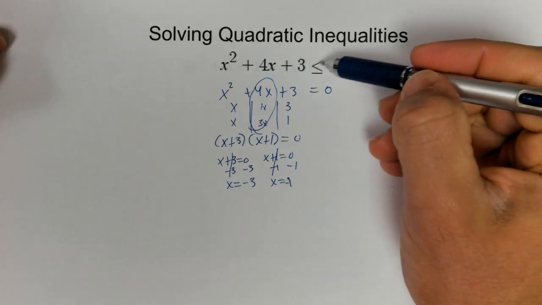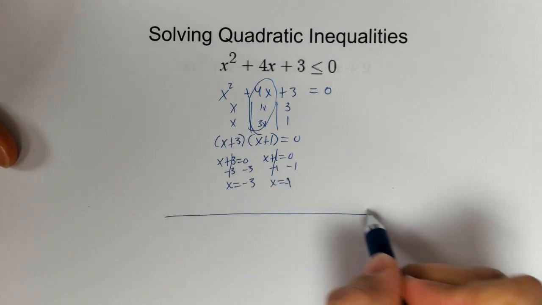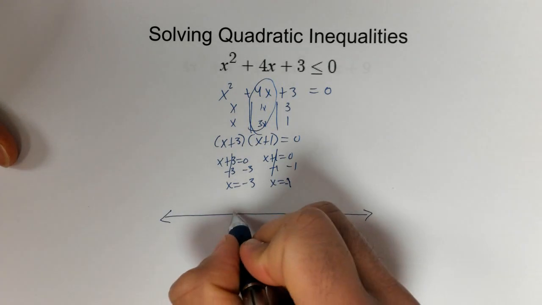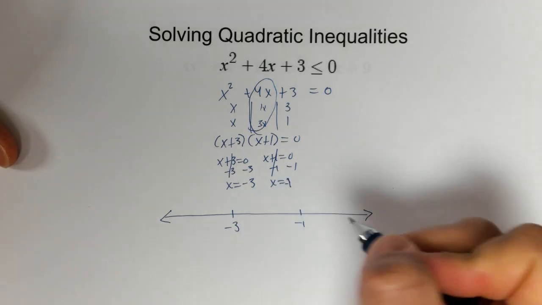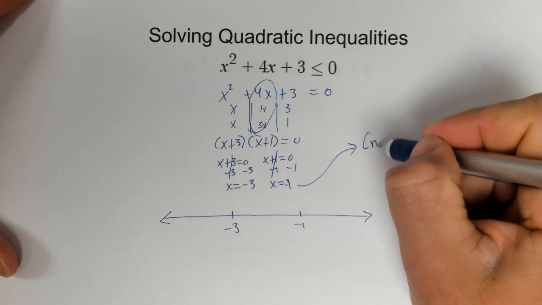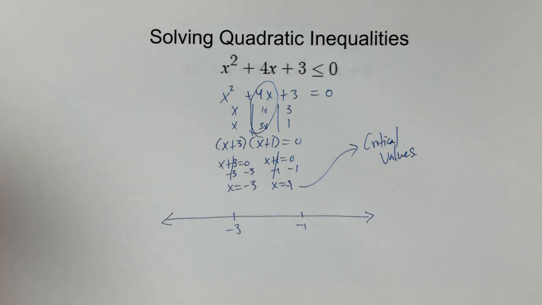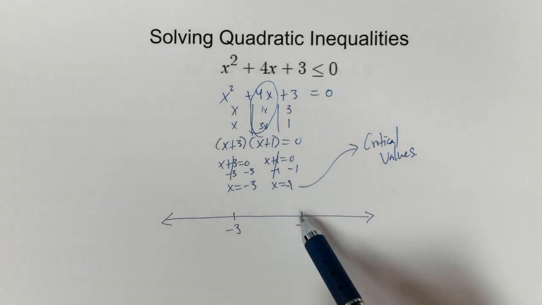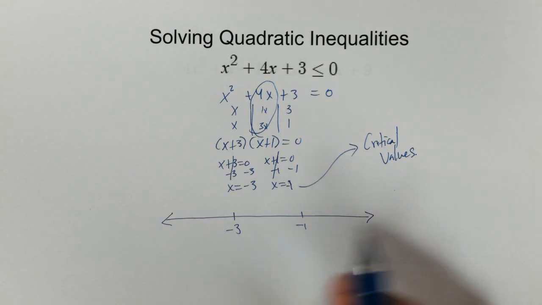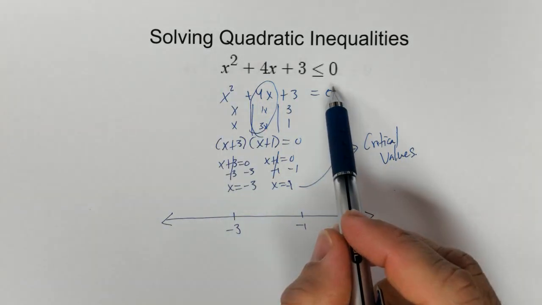But here we're dealing with an inequality. So I'm going to draw a number line with these two values at negative 3 and negative 1. These are what we call our critical values. Because now we're not looking for x equals a particular answer. We're looking for a range of values. And these are my critical values that allow me to determine which range of values I'm going to be focusing on to determine when this statement will be true.